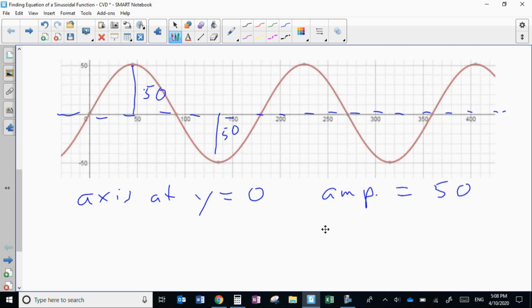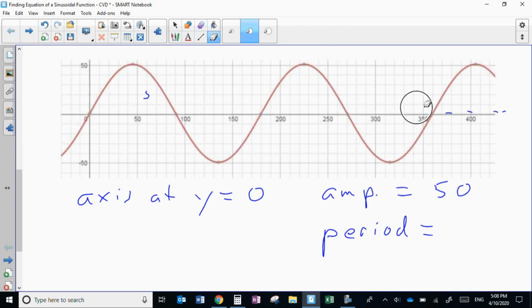Okay, the last thing I want to take a look at for this graph is what is the period. So I can almost imagine tracing out a cycle here. This graph starts at 0, goes up, comes back down, and then begins repeating a cycle right there. Now, can I tell where that point is? It looks like I can. 150, 160, 170, 180. So the period is 180. Well, that's different than a period of 360, obviously.